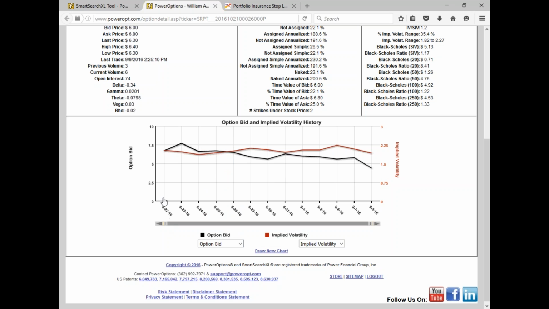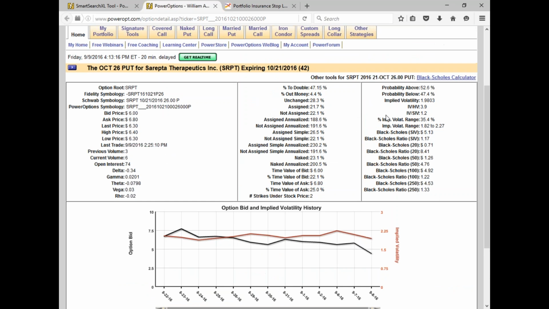But notice that the data only goes back to 8/22. Why? Because the October series for Sarepta was not released on the market until after August expiration on the 19th. So Monday, August 22nd, is when the October series for Sarepta was released, and we see that the actual implied volatility range was 1.82 to 2.27. So right now it's about 1.98. It's actually in the lower range of its implied volatility value for this particular option since it's been released.